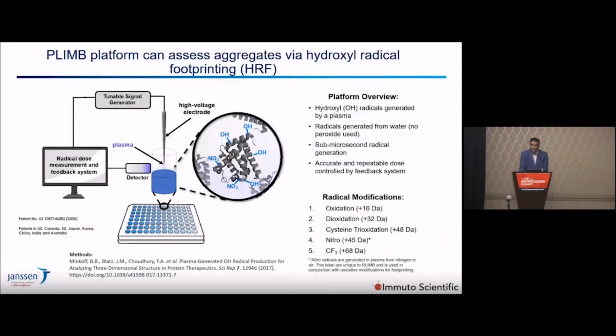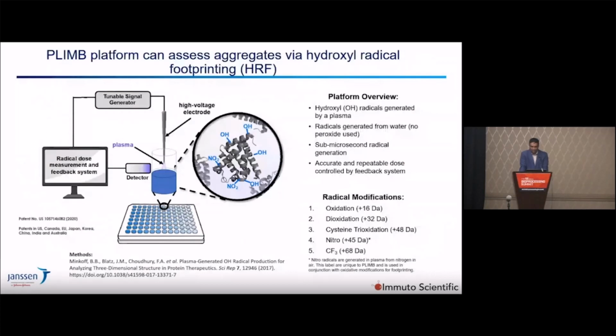The type of radical modifications that are induced through this technique include the typical oxidation modifications, dioxidations of cysteines and methionines, and in addition to the typical modifications that we observe with other types of HRPF methods, cysteine trioxidations. And nitrosylation is very unique to this technique, where nitrogen and oxygen in the air produce the nitro radicals.